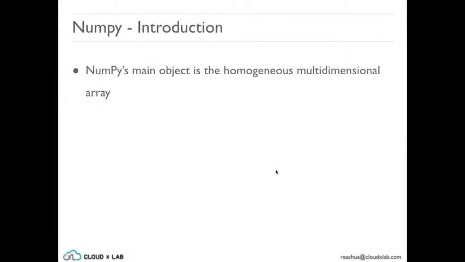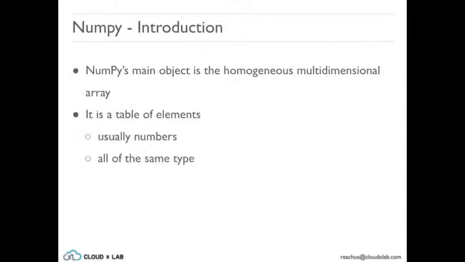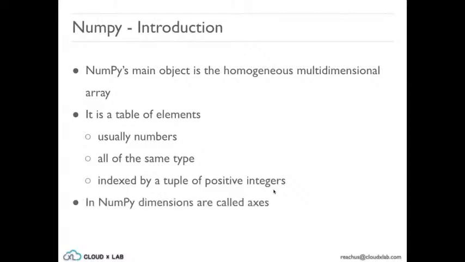So, Numpy introduction. Numpy's main object is a multi-dimensional array. It's like a table of elements, usually numbers, all of the same type typically, and it's indexed by a tuple of positive integers, very much like an array. In Numpy, the dimensions are called axes. That's one little thing. Because it's a multi-dimensional array, there can be multiple dimensions, and those dimensions in Numpy are called axes, and that is important. We will see what that is.